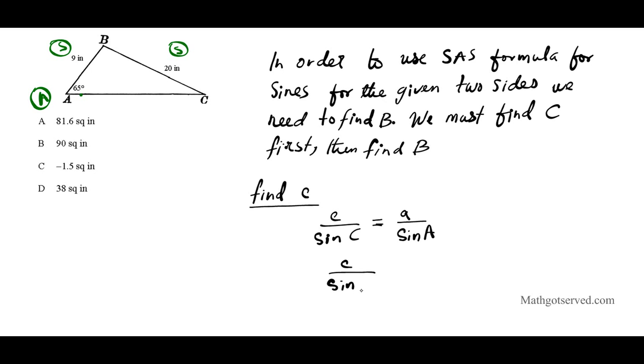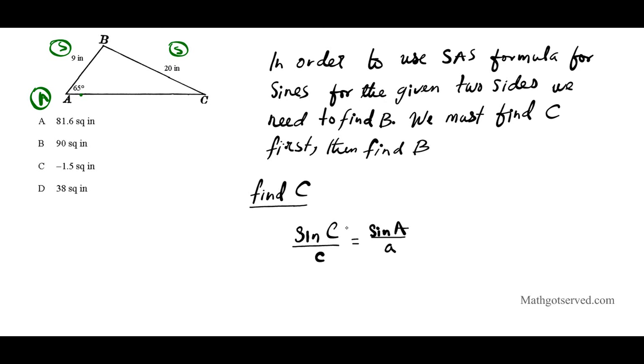Actually, let's see, what are we looking for? We're looking for a big C. So let me restructure this. This formula is correct, but I kind of messed up my cases. So we want to find big C, we know little c. To find big C, I'm going to switch it around a little bit. So sine big C over little c equals sine big A over little a. I like to place the variables I'm looking for on top.